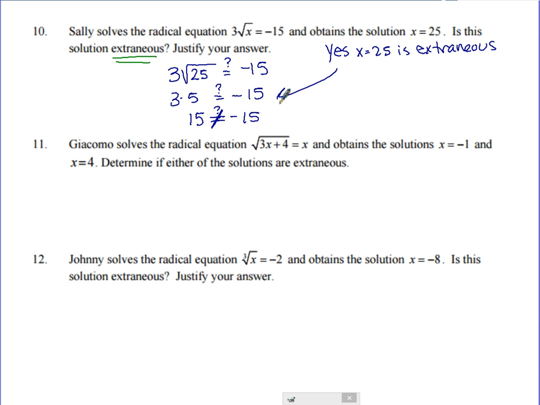And really, this is my justification. I don't need to write out an explanation. I mean, I could say I plugged in 25 and it did not equal negative 15. We could write in words if you want.